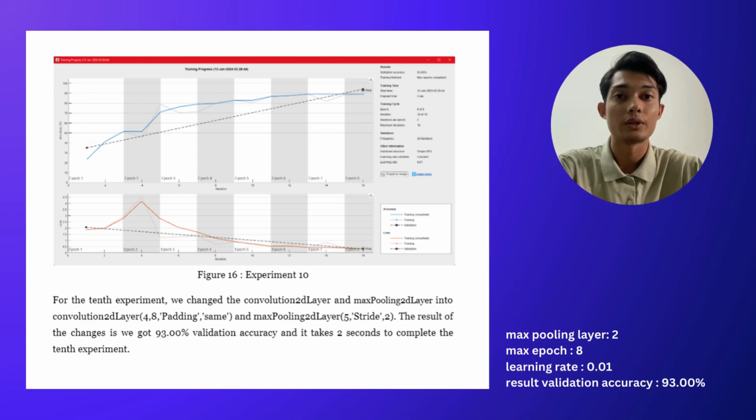For the last one, we changed the convolution 2D layer and max pooling layer into the size of 4 and the number of filters of 8. And for the max pooling, we used 5 stride 2, and the result of the changes is we got 93% validation accuracy, and it takes 2 seconds to complete the 10th experiment.